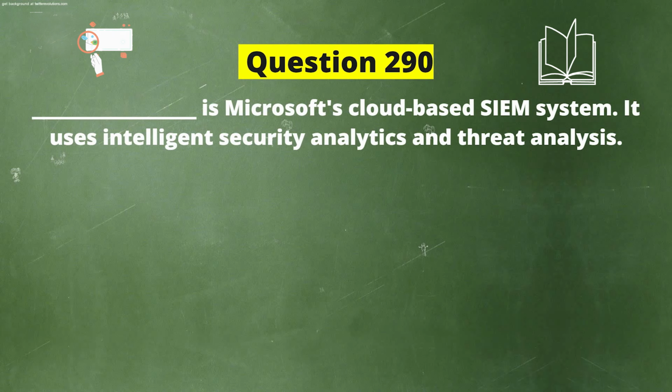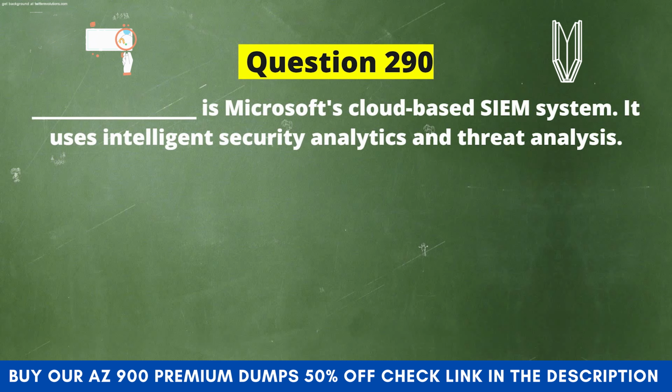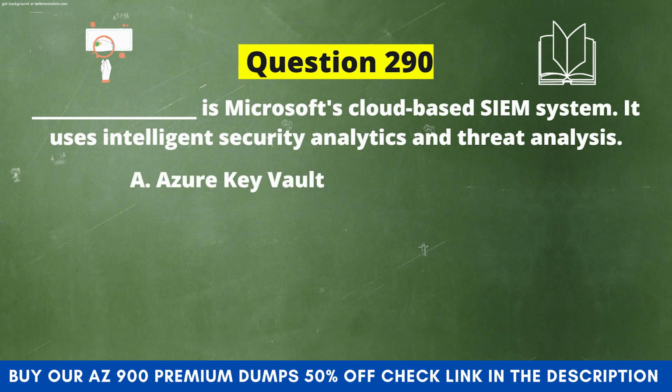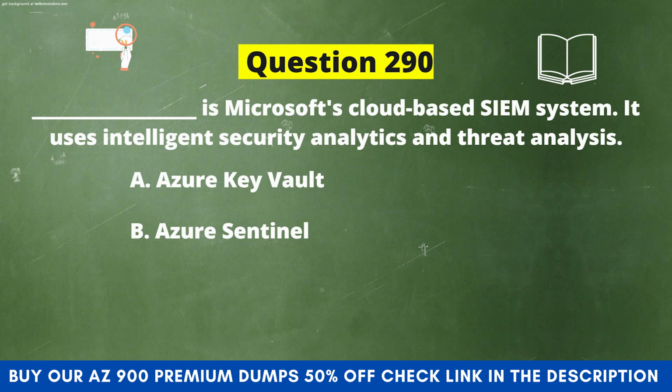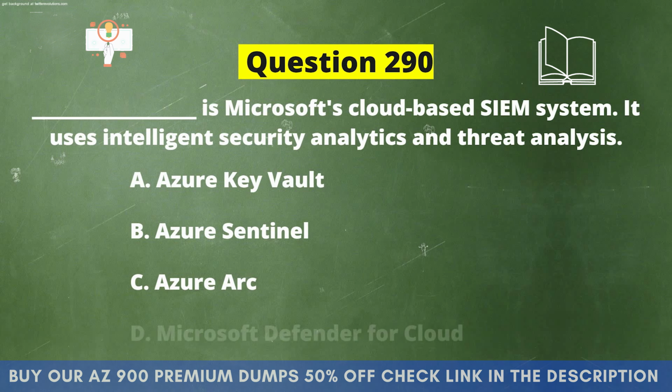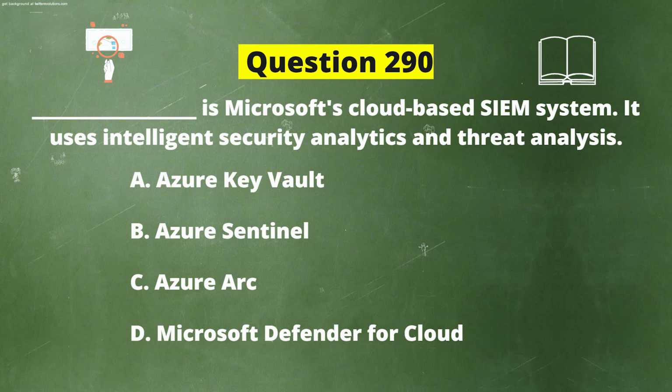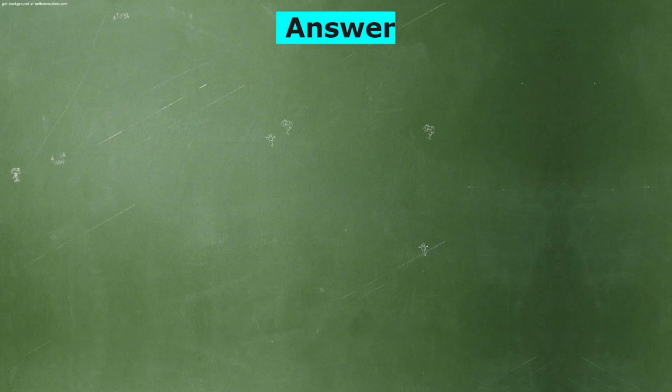Next question. Dash is Microsoft's cloud-based SIEM system. It uses intelligent security analytics and threat analysis. And the options are A. Azure Key Vault, B. Azure Sentinel, C. Azure Arc, D. Microsoft Defender for Cloud. And the correct answer is option B.